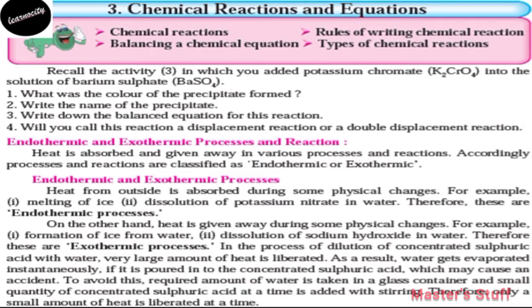Now, let's recall activity number 3 from your textbook, in which you added potassium chromate K2CrO4 into the solution of barium sulfate BaSO4. What was the color of the precipitate formed? Well, the color of the precipitate was yellow, and the name of the precipitate is barium chromate BaCrO4. Write down the balanced equation for this reaction.